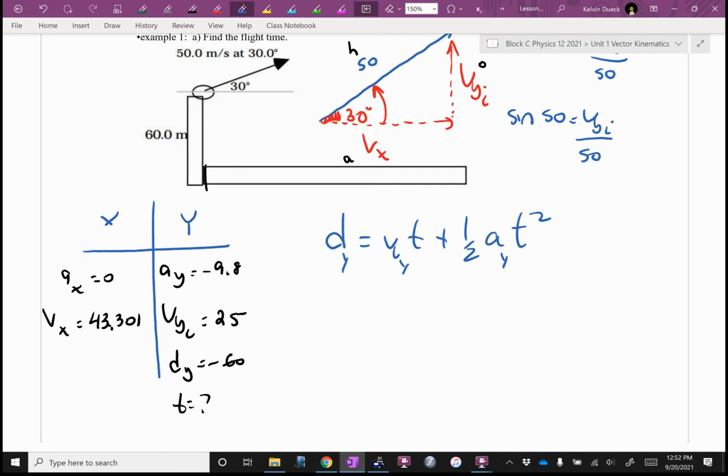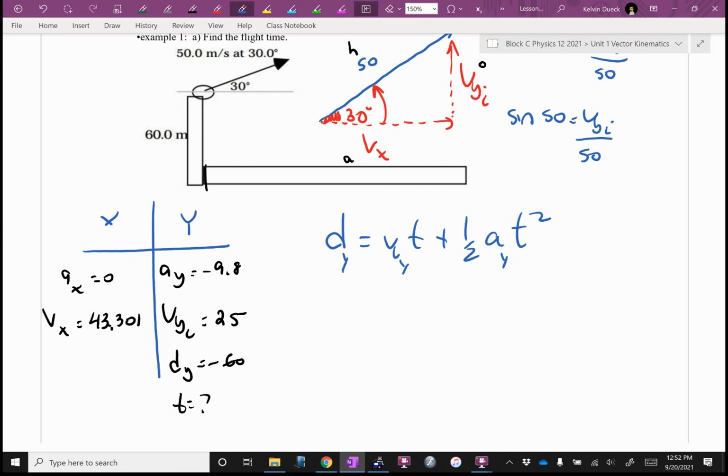Why is this the toughest of the 3 projectile questions? Because nothing's 0, so I can't get the t by itself. So, what kind of an equation is this? It's quadratic. You know how I know? It's got a squared. It's going to be either quadratic solver or quadratic formula.